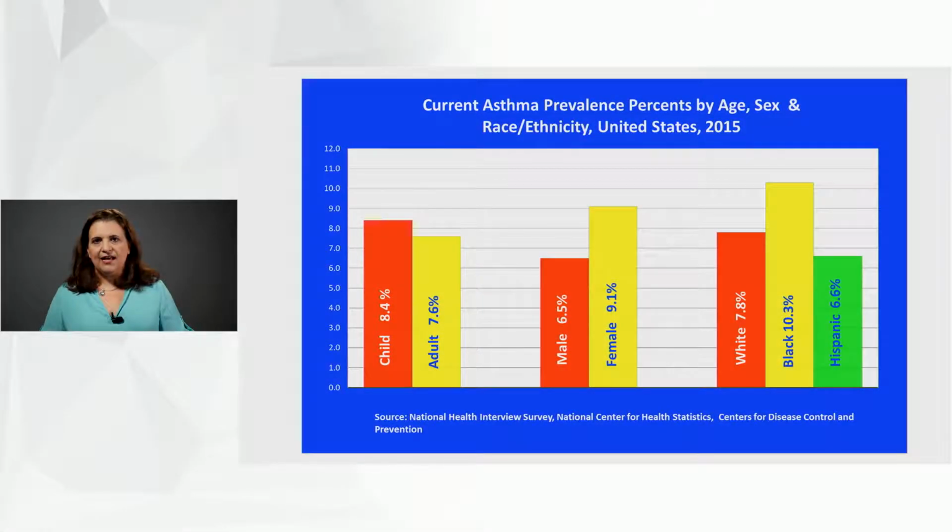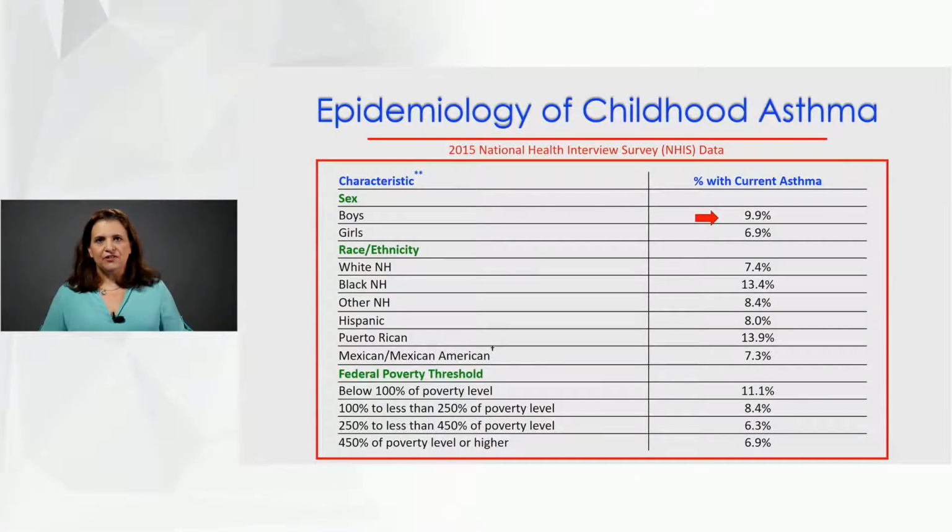In 2015, the last survey was done by the Centers for Disease Control and Prevention to determine the prevalence of asthma. At that time, 8.4% of children had asthma. Asthma is more common in females when you take the adult and pediatric populations together. However, in pediatrics, males are more likely to have asthma than females. And asthma is more prevalent in the African American community. Again, in children, 9.9% of males have asthma versus 6.9% of females.